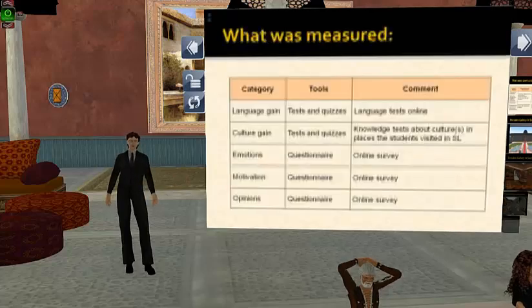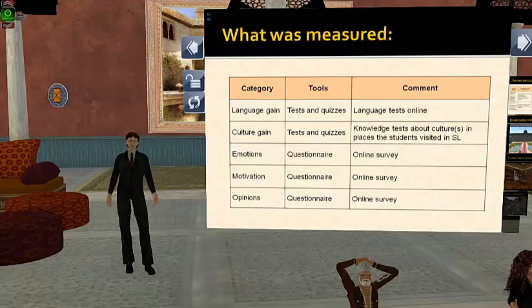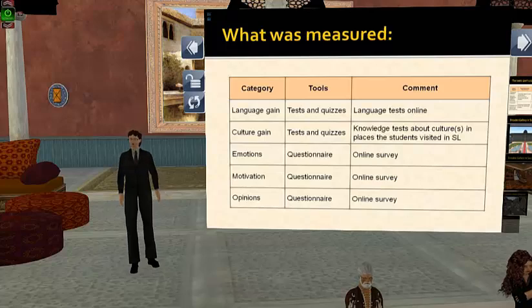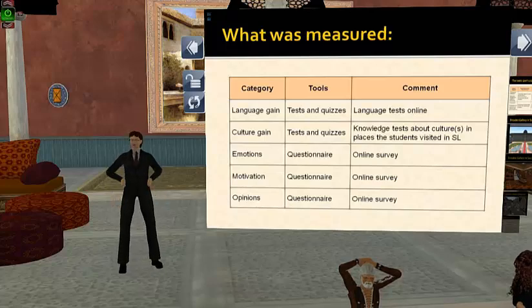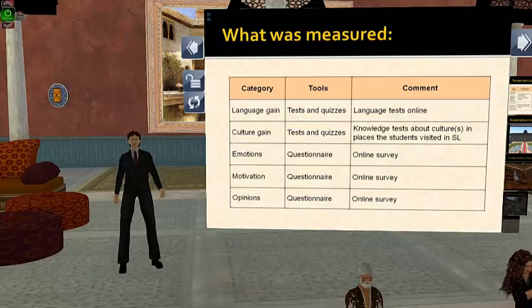Now, what was measured? Language gain, of course. So we had tests and quizzes. All the tests were online. I didn't want to deal with paper. So when I had a test or quiz, I put the quiz online, and when we met in class, in the classroom, I asked the students just to do the test, and then the data is collected automatically, so I had the results right after class, which I could import into a spreadsheet and have all the calculations.